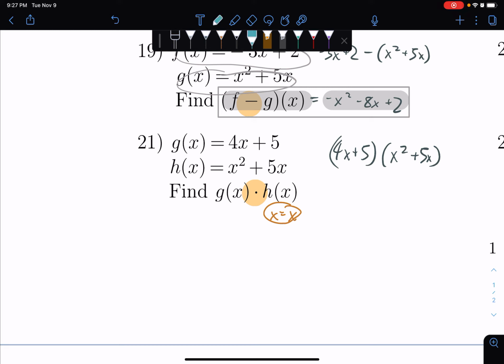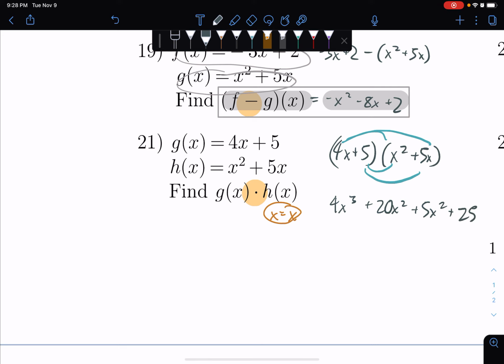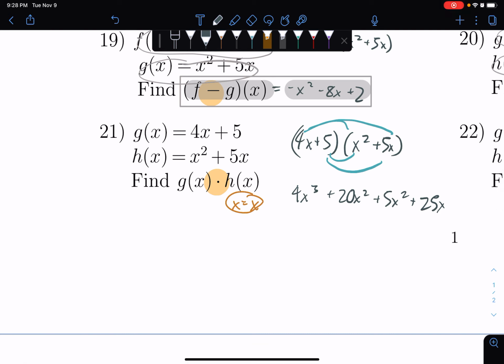So this time, this is not distributive property, but two terms. We multiply two terms with two terms also. So we'll be using FOIL method. 4x raised to 3 plus 20x raised to 2 plus 5x raised to 2 plus 25x. I think everything that we have to simplify left is the x raised to 2 terms. So 20 plus 5, 25.